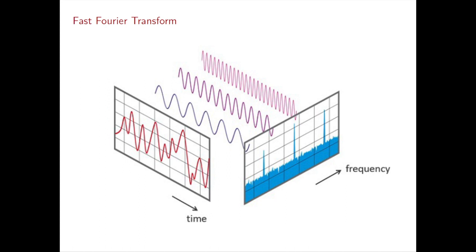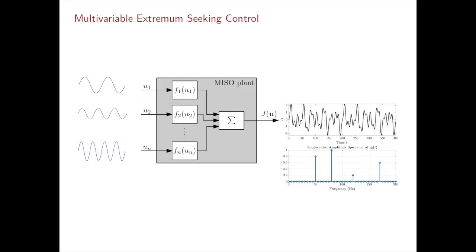Fast Fourier transform allows us to decompose any time-varying signal into the different frequencies that make it up. Using this idea, we add a small sinusoidal perturbation to each input with a unique perturbation frequency and use fast Fourier transform to isolate the effect of each perturbation frequency on the end temperature measurement. This directly provides the gradient information with respect to each input.